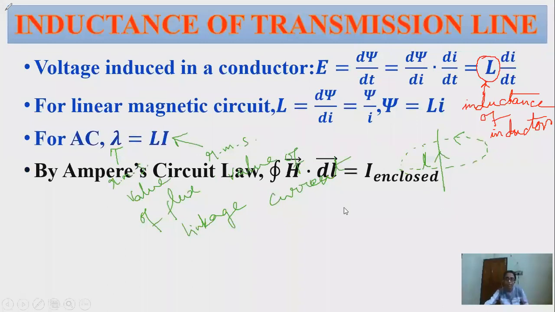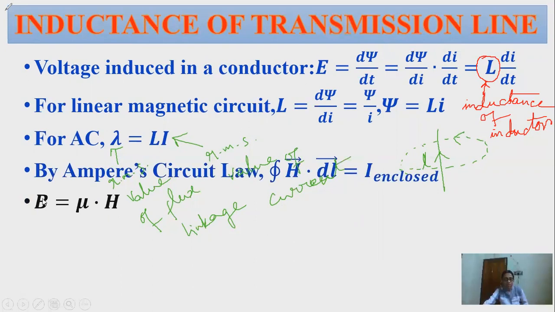Next, by Ampere's second law, we also know this expression, that is the closed line integral of magnetic field intensity equals I enclosed. I enclosed means current enclosed by the Amperian path, and we are coming soon to this expression in detail.